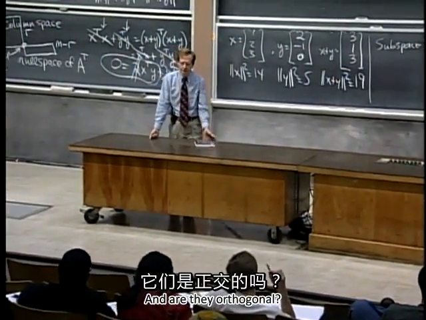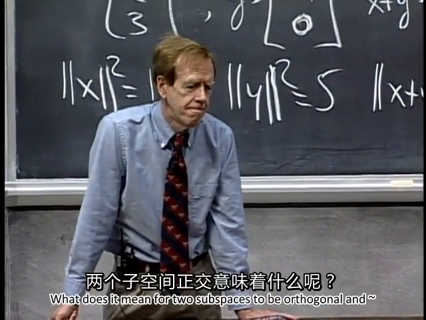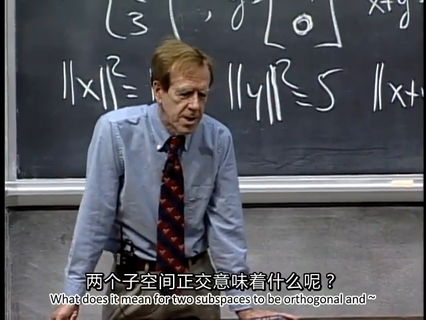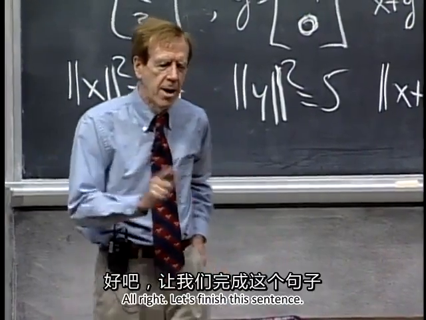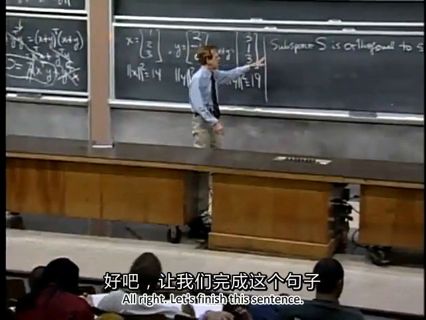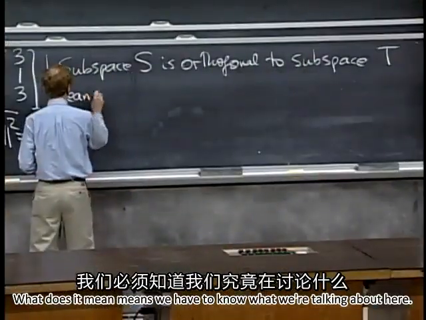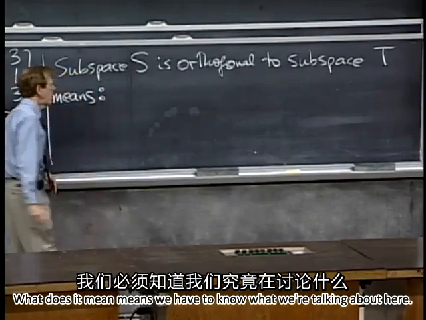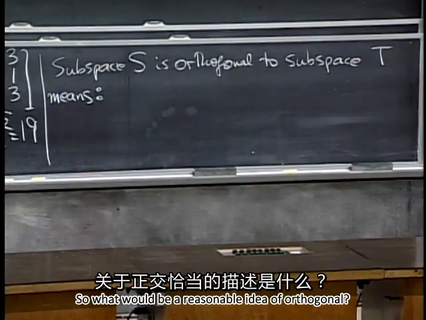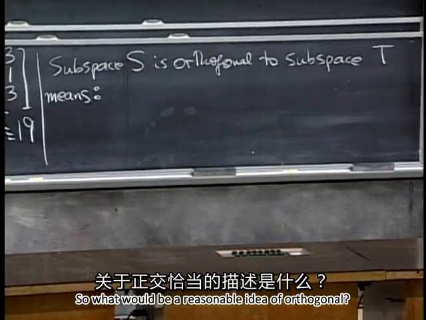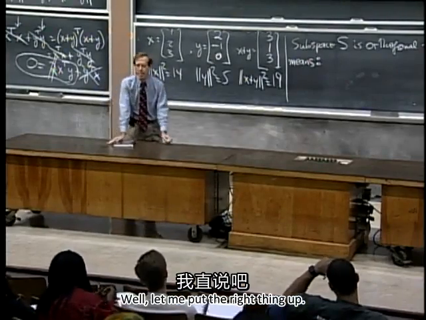And are they orthogonal? What does it mean for two subspaces to be orthogonal? And in that special case, are they orthogonal? All right, let's finish this sentence. What does it mean? Means we have to know what we're talking about here. So what would be a reasonable idea of orthogonal? Well, let me put the right thing up.